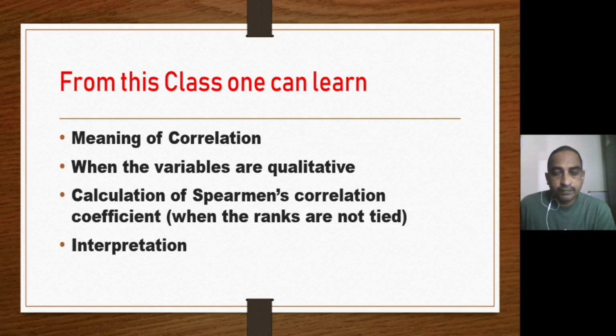This video explains the meaning of correlation when the two variables are qualitative, the calculation of Spearman's correlation coefficient when the ranks are not tied, and the interpretation of the value.